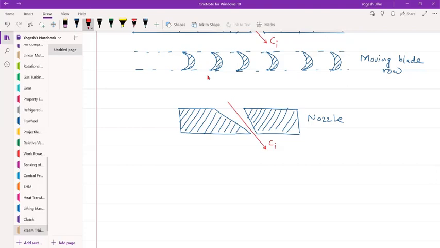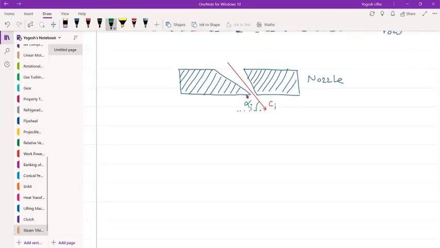Okay. Now try to see my point here. Next point, everyone. This angle of Ci, this angle is called alpha one. When steam leaves the nozzle, it enters the moving blade.